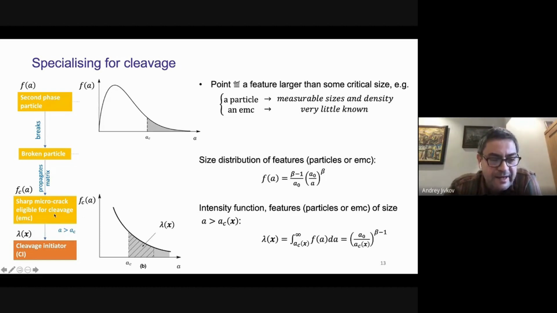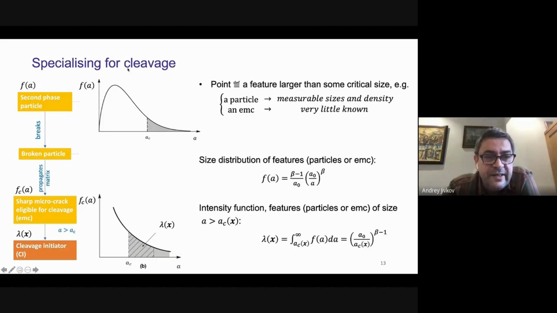And then if this microcrack has a size that is larger than some critical value, I have an intensity of cleavage initiators. And so what in the Poisson point process is a point is here actually a feature that is larger than some critical size. That's a point in our case. You can think of it as a particle, and for particles we do have measurable sizes and measurable density. You can think of it as an eligible microcrack. We don't know much about those.